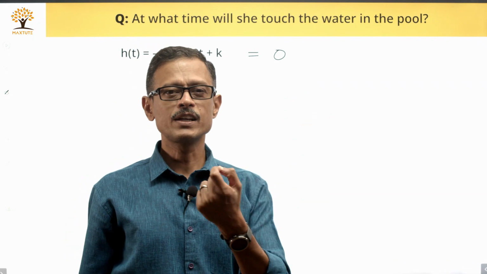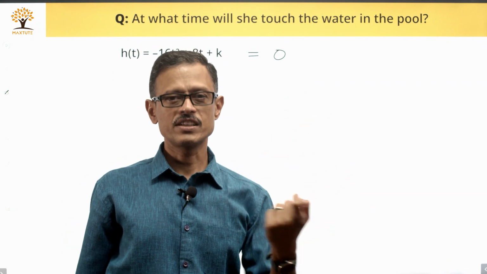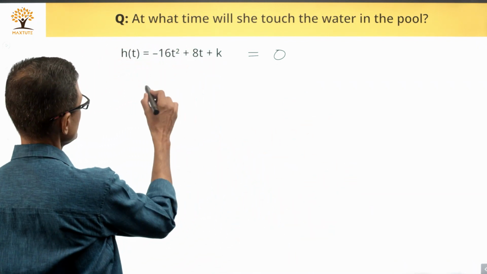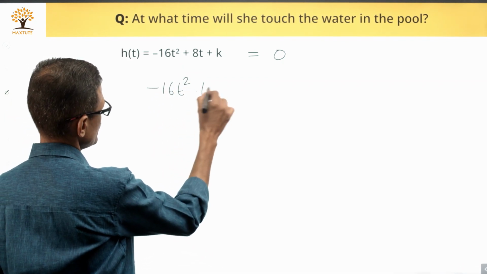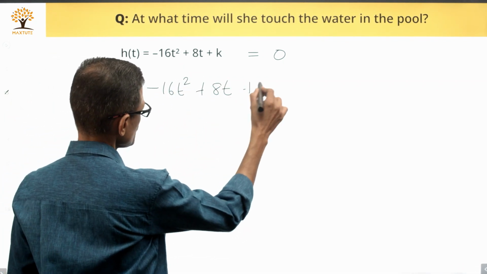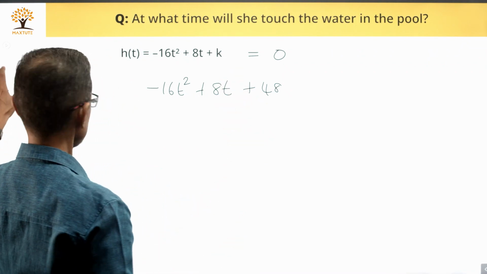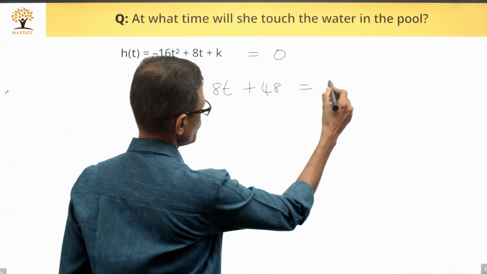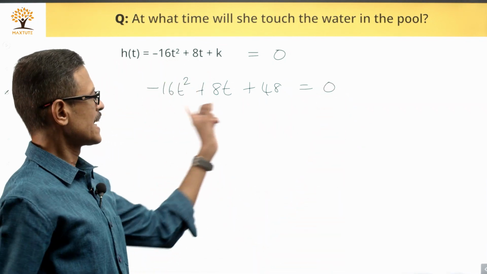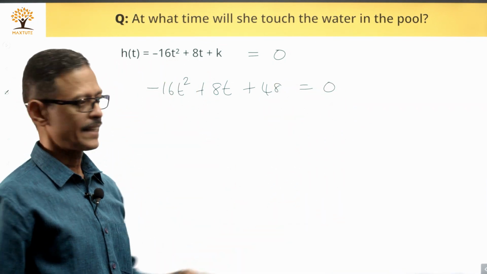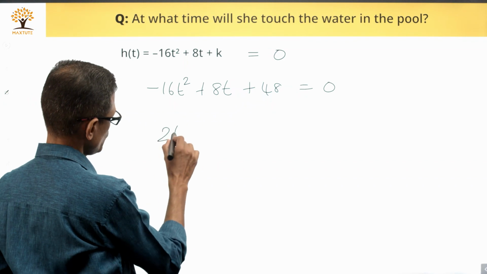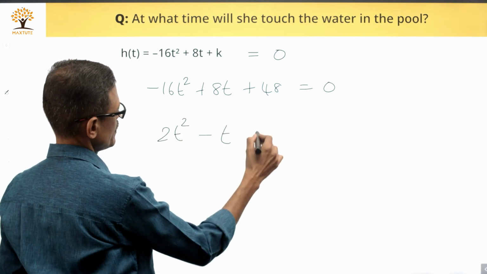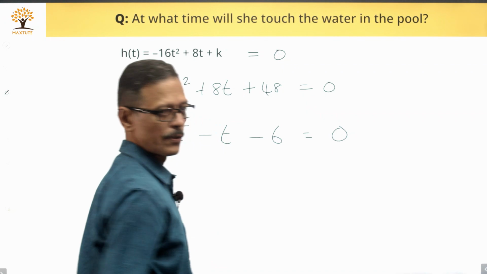We computed k to be equal to 48 in the last question. We are going to apply that here. So, minus 16t square plus 8t plus 48 is equal to 0. Recall this 48 from the earlier part; we are going to plug that in here. Divide this entire equation by minus 8. So, this is going to leave us with 2t square minus t minus 6 is equal to 0.